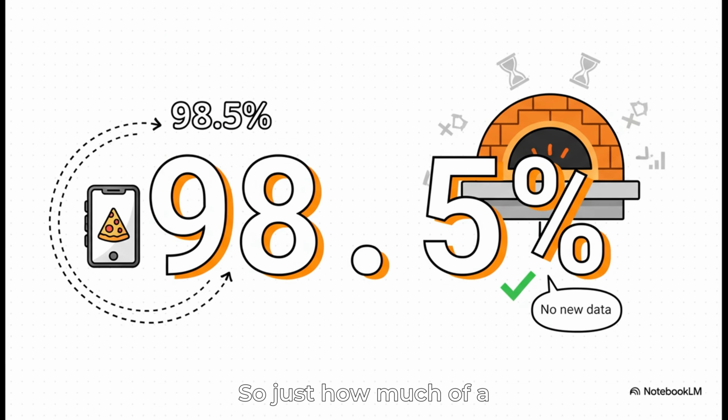So, just how much of a waste are we talking about? Well, a pretty famous study by Zapier found that a jaw-dropping 98.5% of all their polling requests came back with nothing. No new data, just nope. Let that sink in. For every 200 times your app called the pizza place, 197 of those calls were totally pointless, just burning up server resources, bandwidth, and API limits for absolutely no reason.